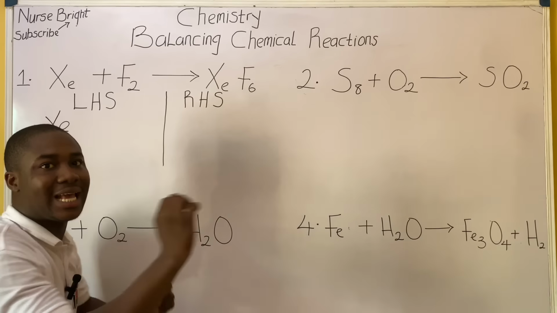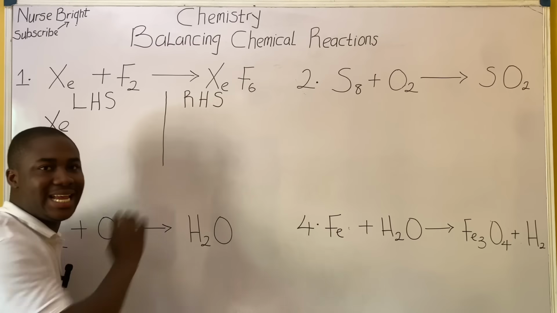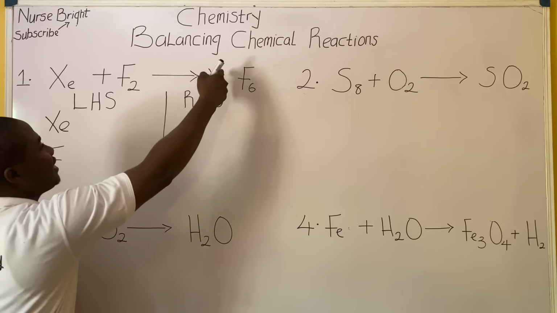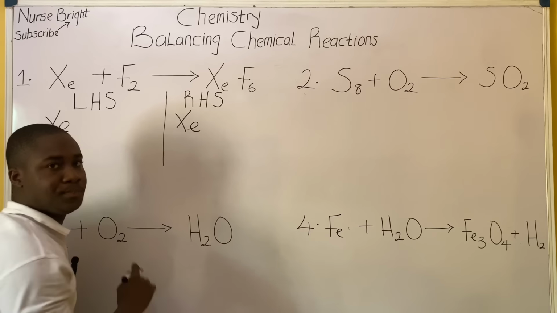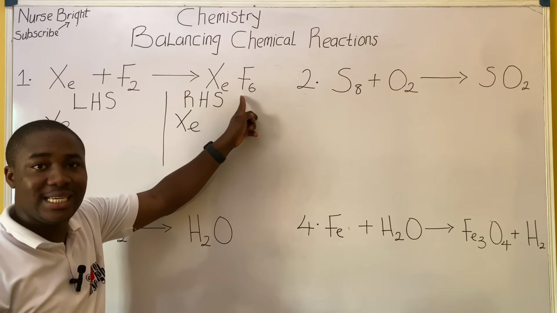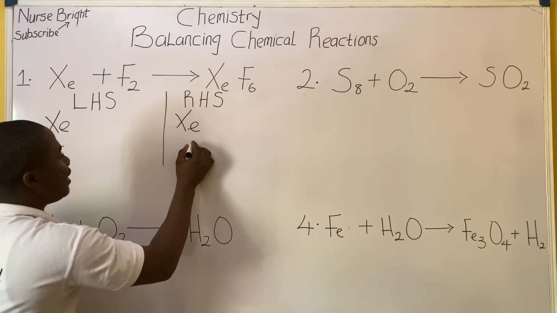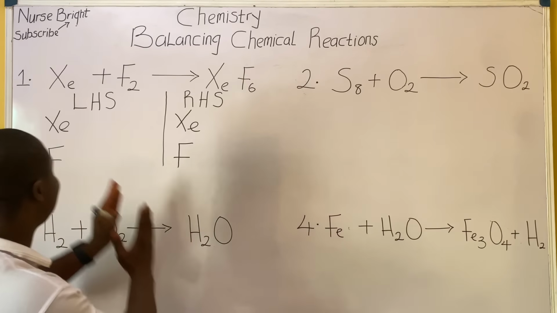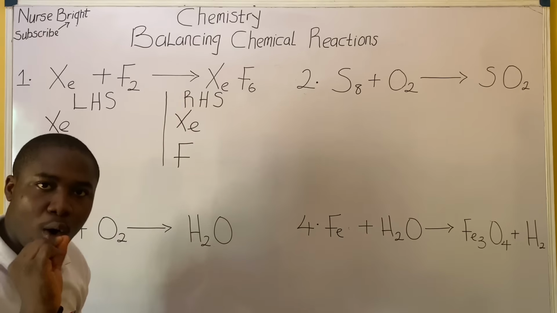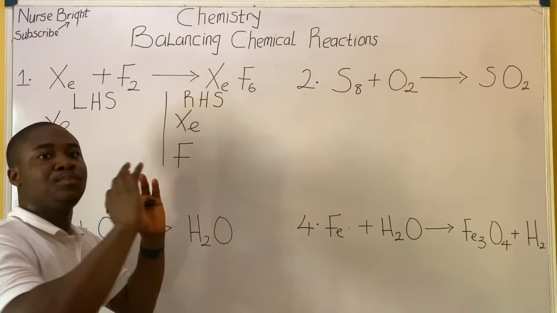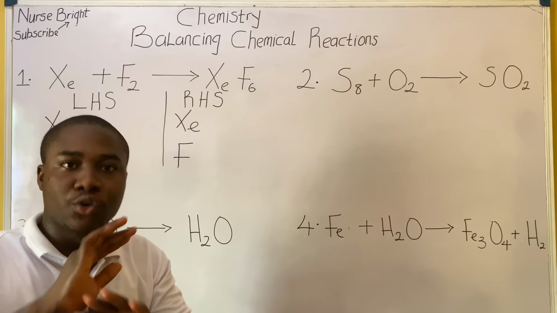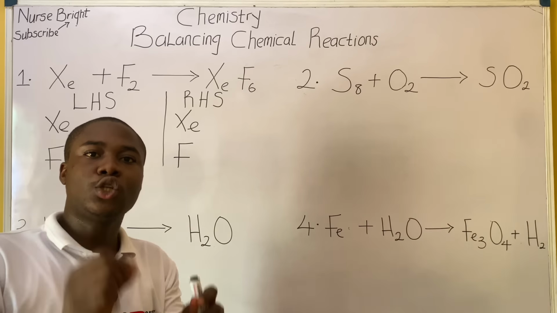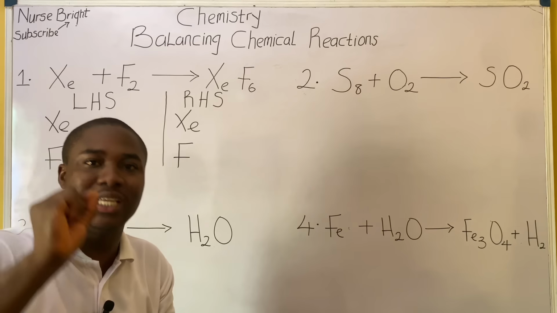So let's check our right-hand side to also write out the elements we are seeing. Watch closely. It is very easy. In the right-hand side, the first element I'm seeing also is xenon, whereas the other element I'm seeing here is fluorine. So it is F as well. You can see that at the end of doing this, I had the same elements in my left and also the same elements in my right. So this tells us that this reaction was written properly. Our task here is to balance the reaction. So the first thing we do is to check if the reaction is balanced.